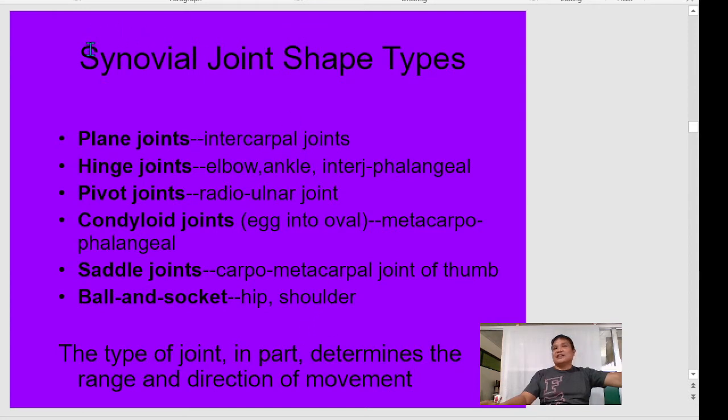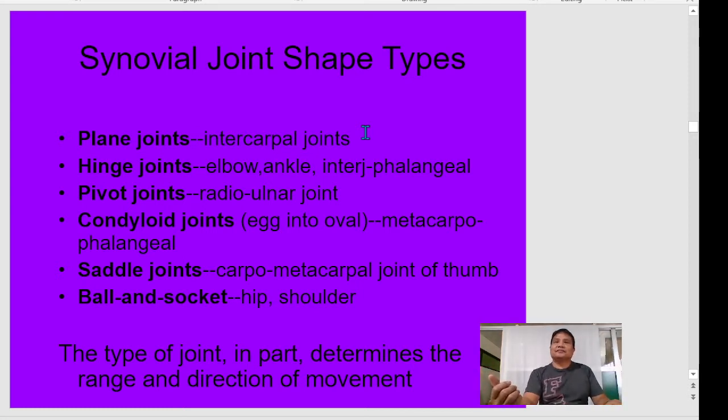So these are the types of synovial joint. You have your plane. Usually in plane type of joints, there is only 1 degree of freedom, which means the joints move only in one direction, back and forth. An example is our elbow.